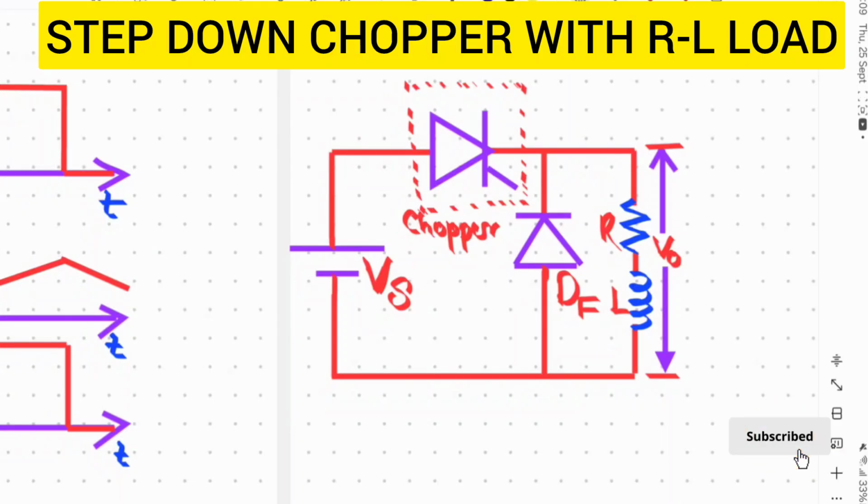Hello everyone, welcome back. In this lecture we will see the step down chopper with RL load. If we connect an inductive load, what will happen? What will be the change in the output? That we will see from this lecture.